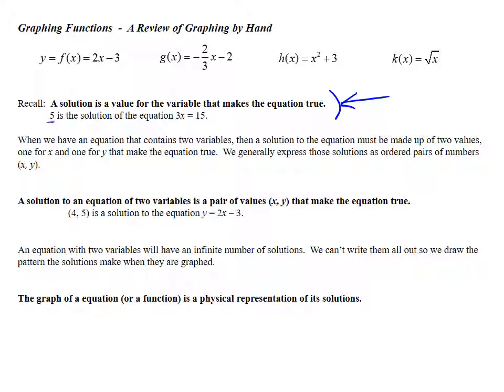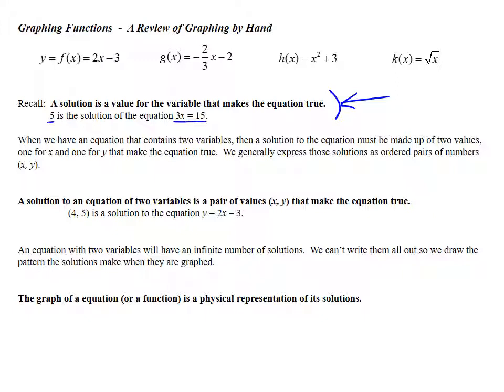So for instance, 5 is a solution to the equation 3x equals 15, because when you put 5 in for x, you'll get a true statement, 15 equals 15. Now, when you have an equation with two variables, the solutions to the equation are going to be made up of two values, one for each of the variables. And functions are all like that.